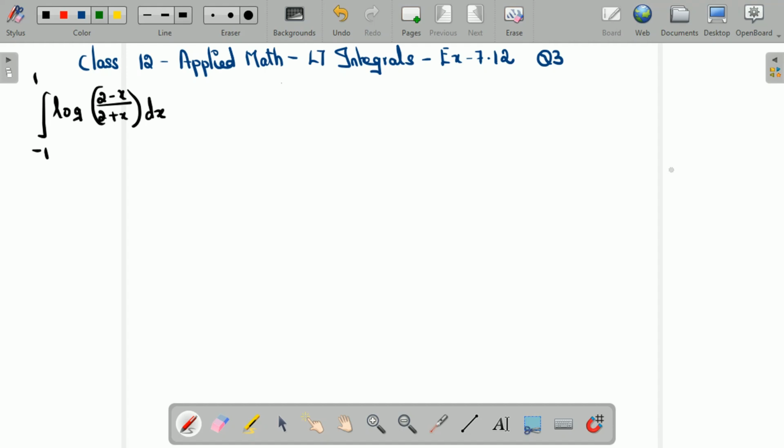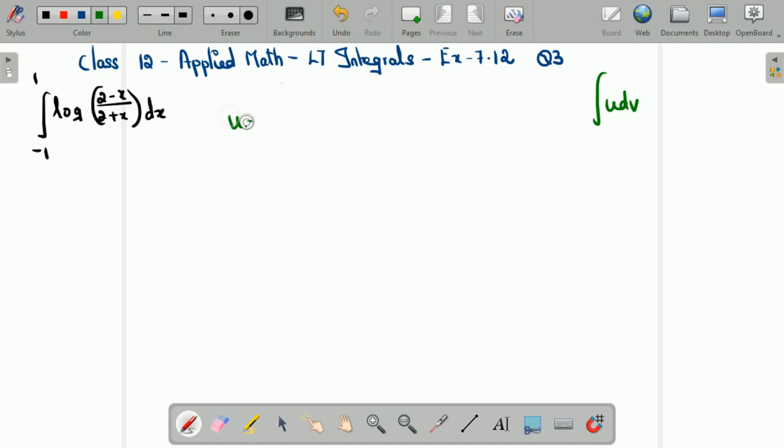In this video, let's find the solution for the third question in exercise 7.12. Integral of log of (2 minus x) by (2 plus x) between the limits minus 1 and plus 1. First, it looks of the form integral of u dv. So we'll identify the u and dv.